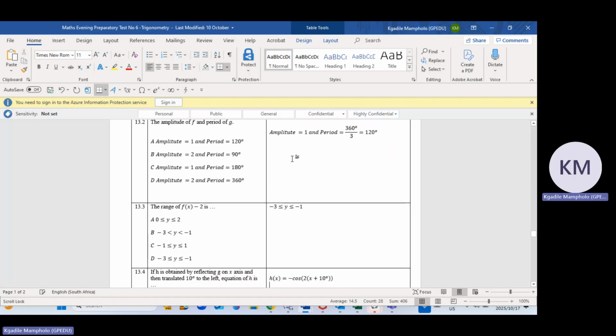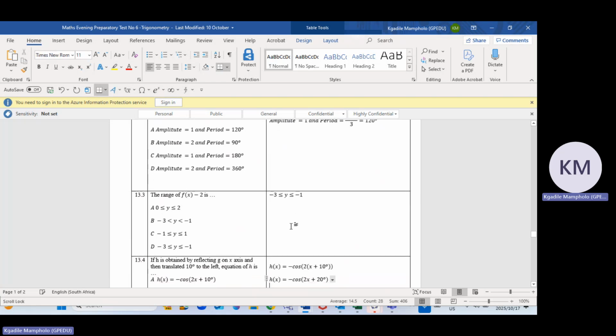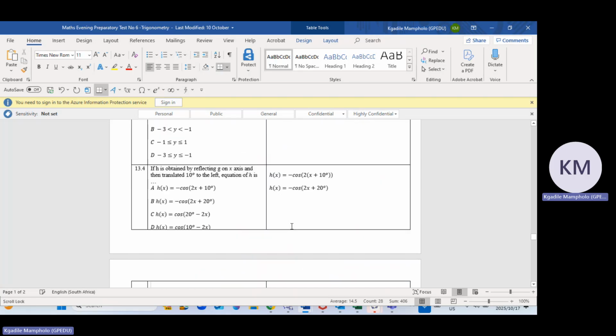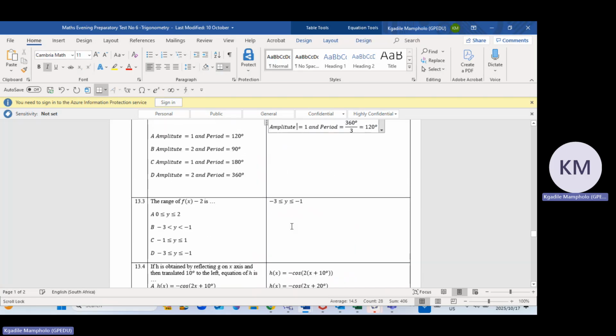The range was between minus 1 and 1. It means if it shifts downwards, the range will be between minus 3 and minus 1. Because from 1, if you move 2 units downwards, it will be minus 1. From minus 1, if you move 2 units downwards, it will be negative 3. Therefore, the range of f will be minus 3 is less than y, and then also less than minus 1.